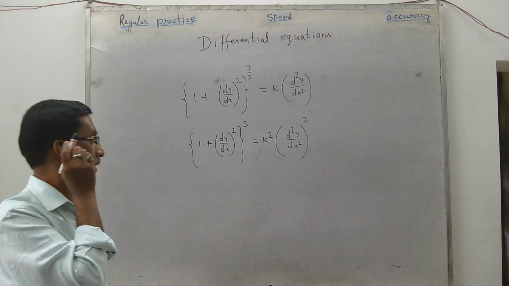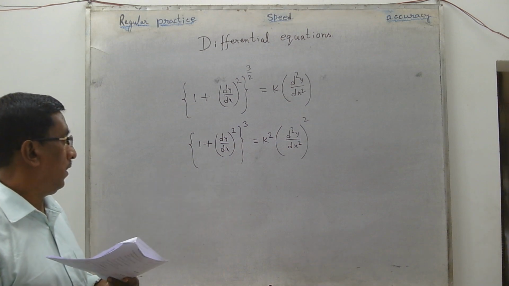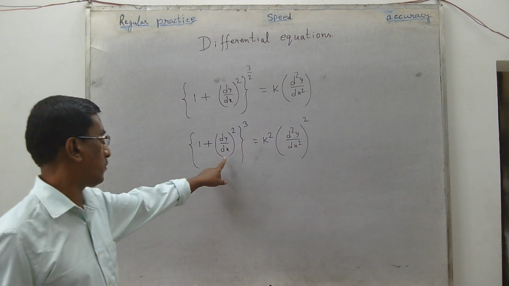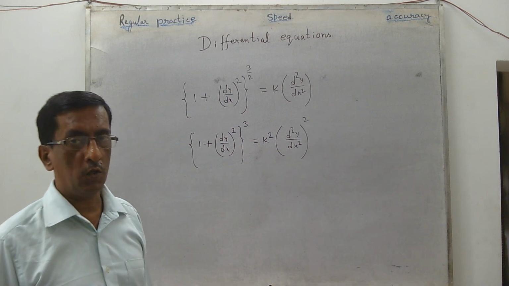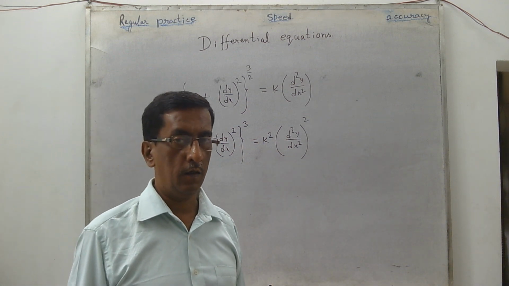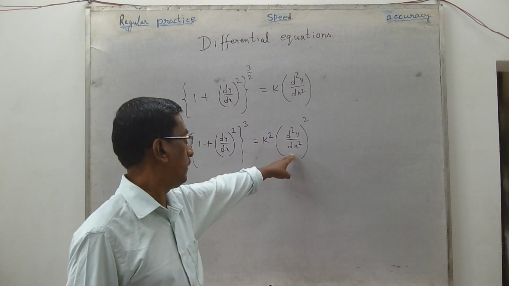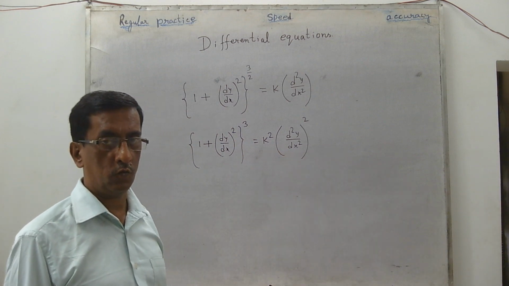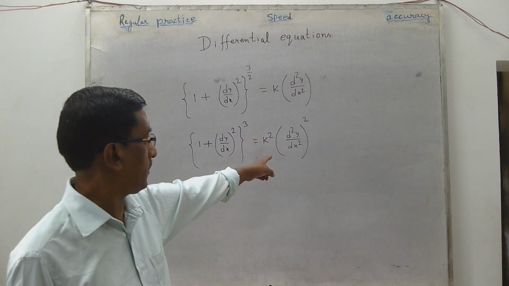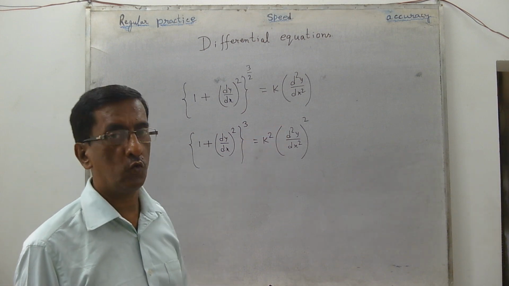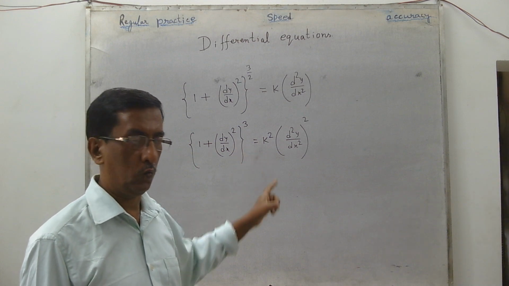This is in standard form. We find here first order derivative, second order derivative. Usually we take the highest order derivative. So this is second order. So in this equation the order is 2 and power of this second order derivative is 2. So degree is 2. Order 2, degree 2.